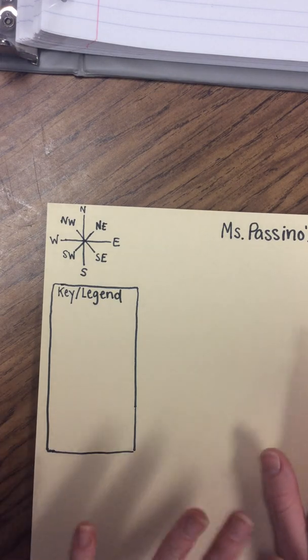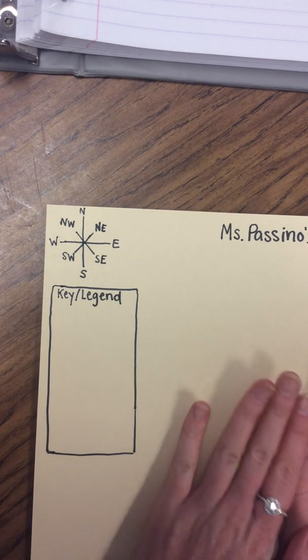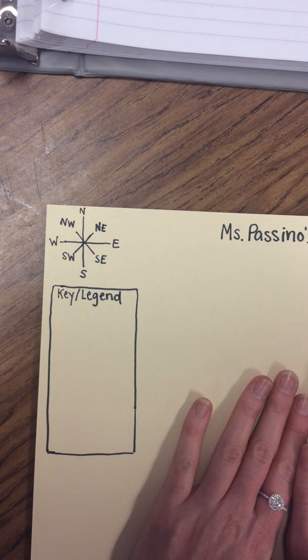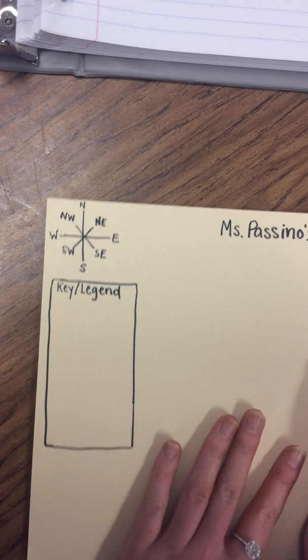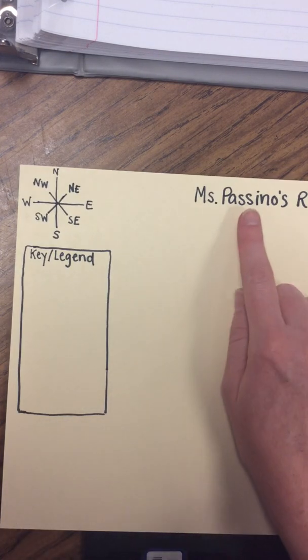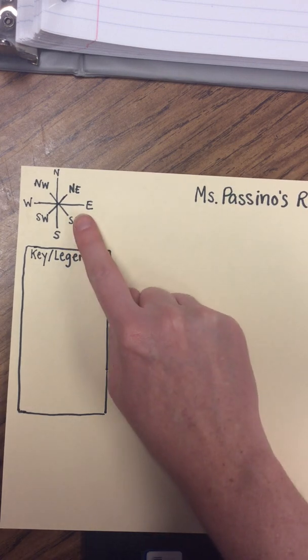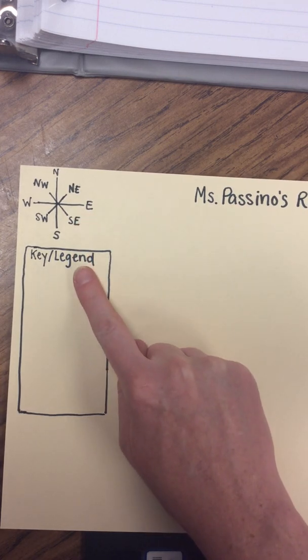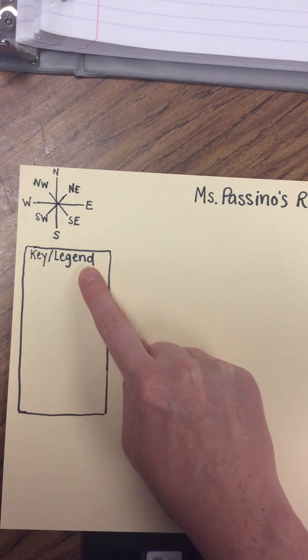Throughout the week, we're going to continue working on our maps. Please don't move ahead because you'll want to make sure that you know what the directions are. For today's lesson, all you need to do is add your title, your compass rose, and then the box that you've labeled key/legend.